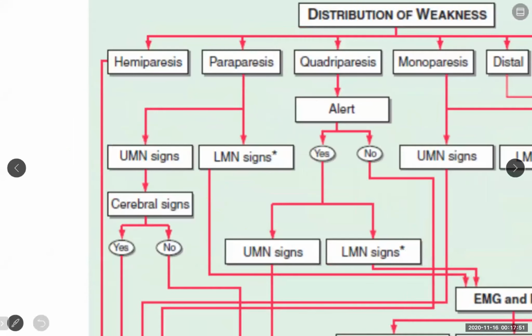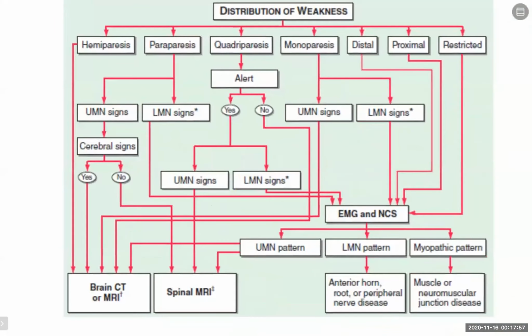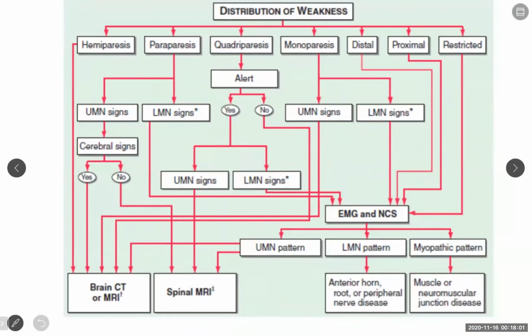So when you see a hemiparesis, the lesion is typically cerebral, so we directly go for a brain CT or MRI as we usually do. Whereas if you see a paraparesis, you look at whether it has UMN or LMN signs. Once it has UMN signs, you look for cerebral signs, as I mentioned before, associated symptoms. If you have UMN features with cerebral signs, your pathology tends to be localized to the cerebrum, so you directly go for a CT or MRI brain.